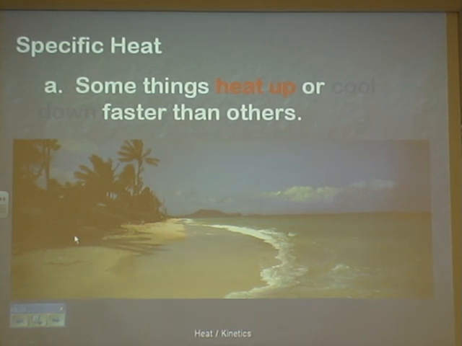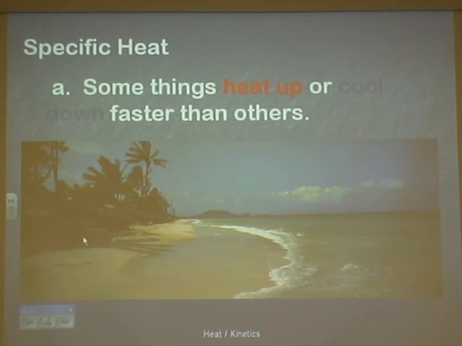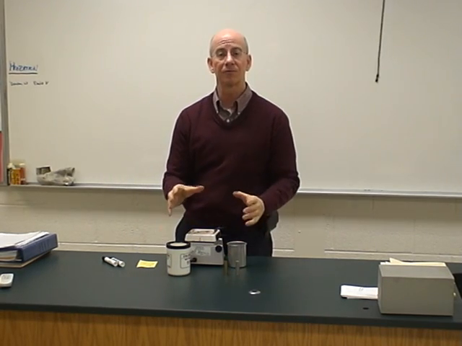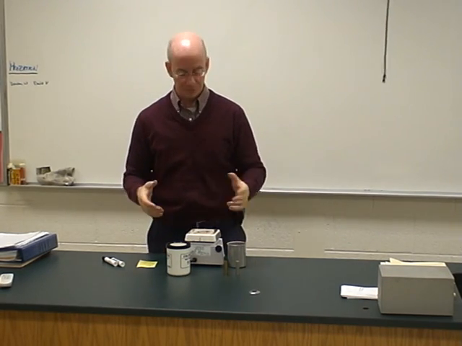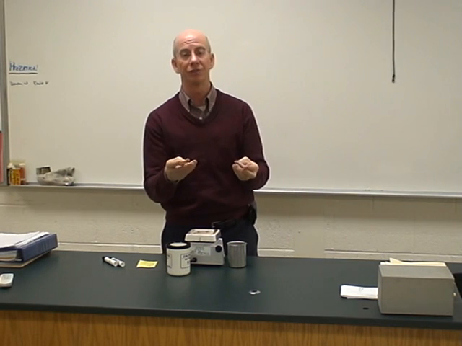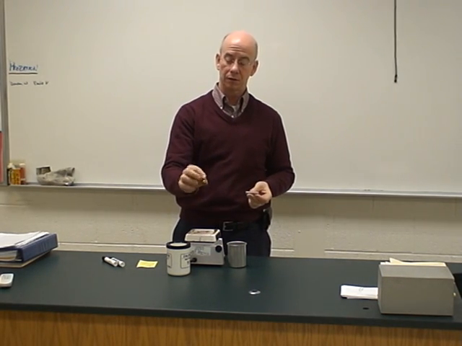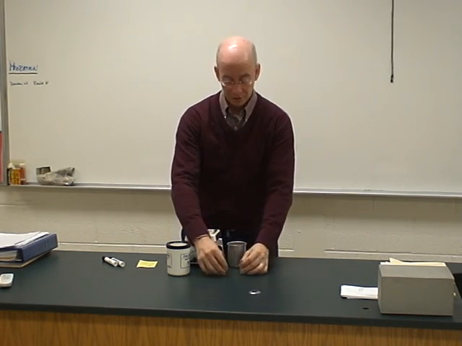So I'm going to turn off the PowerPoint. You can get this on Moodle, and I want to talk to you about it in a different way. When we talk about specific heat, we're still talking about heat transfer. And now we're comparing the heat transfer of different substances. For instance, I have two metal cylinders here. One is copper and one is aluminum. They transfer heat very differently from each other.